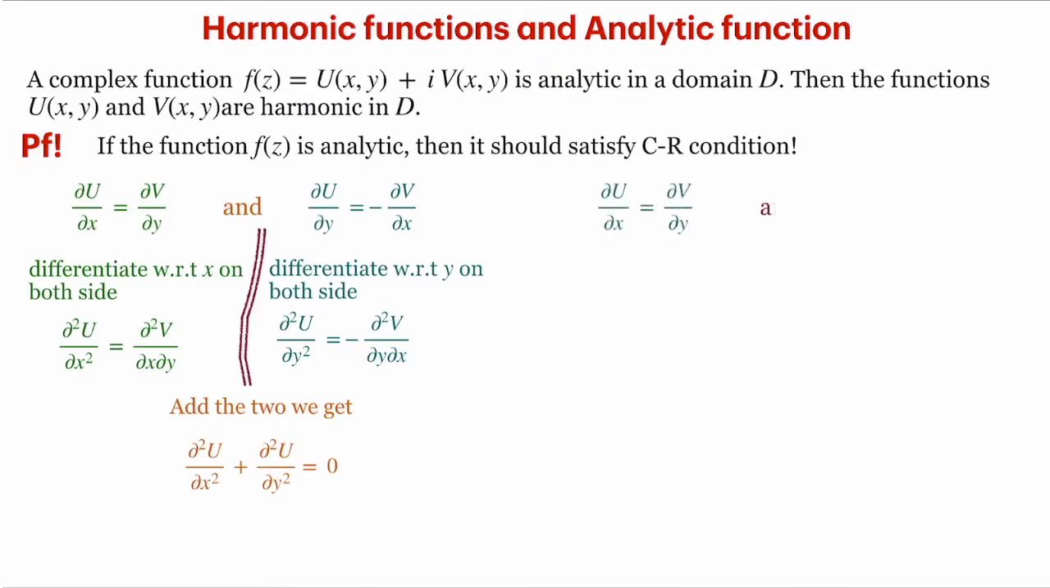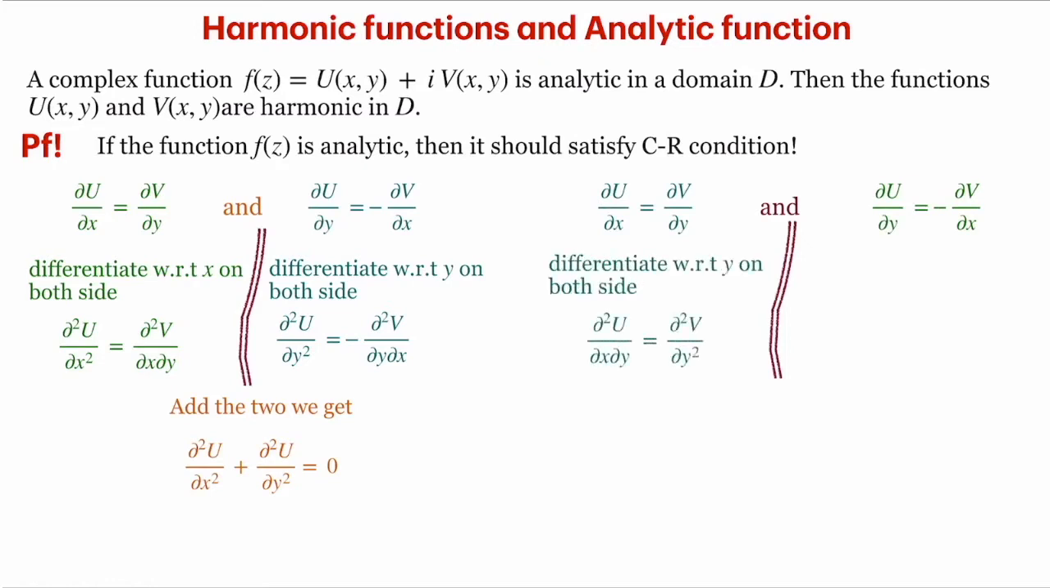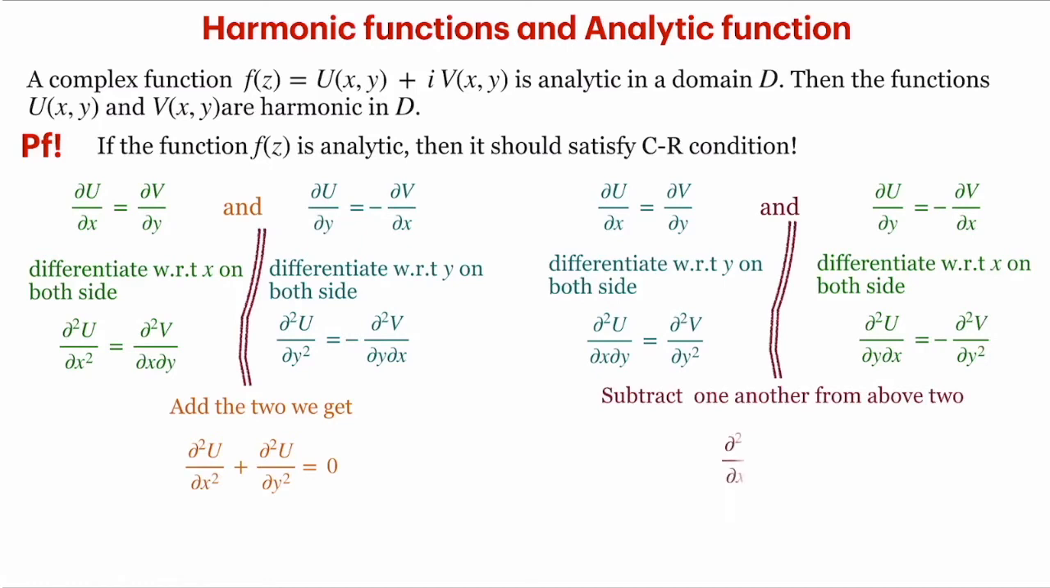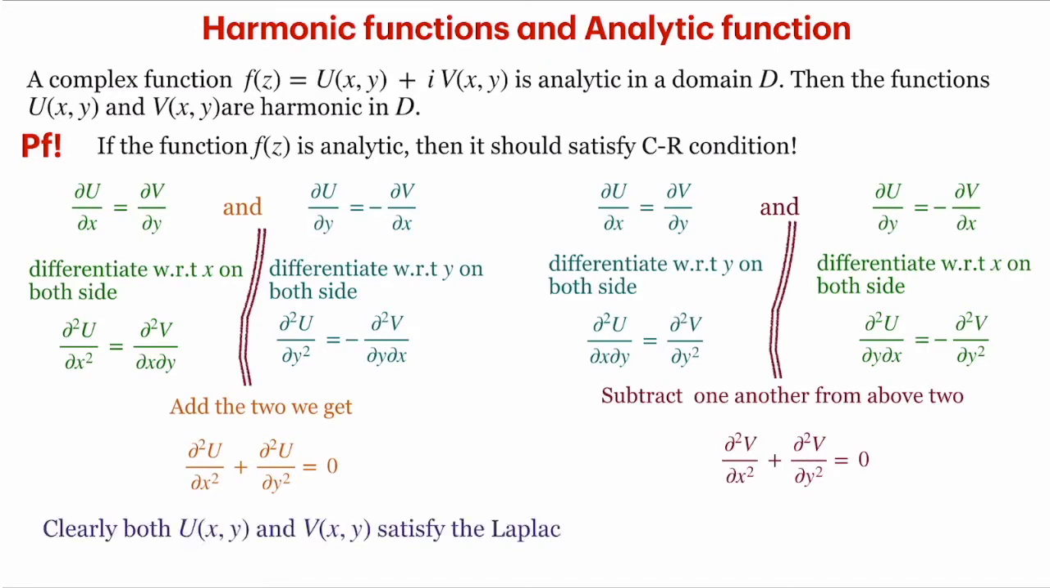Let's also show that v is harmonic. It proceeds in the same fashion. You take the Cauchy-Riemann conditions, differentiate the first equation with respect to y on both sides, differentiate the second with respect to x on both sides, then you subtract one from another, and you get del square v by del x square plus del square v by del y square is equal to 0. So we have seen that both functions u and v satisfy the Laplace equation, hence they are harmonic.